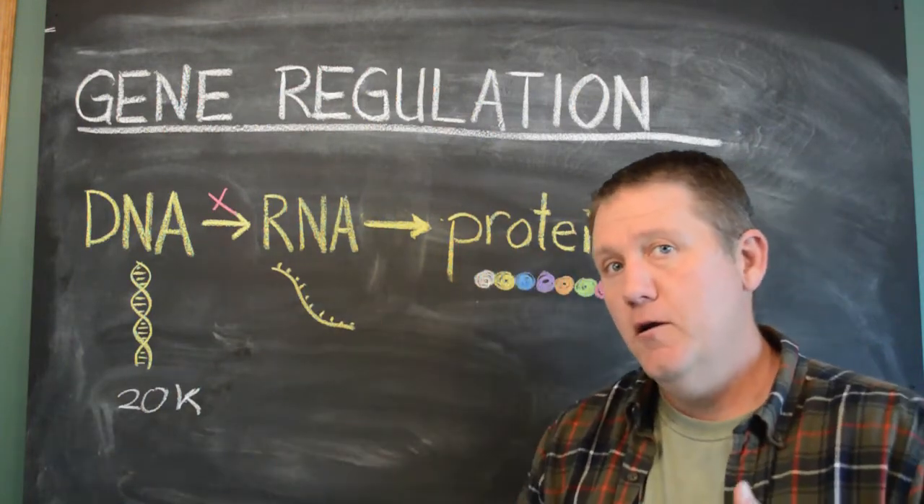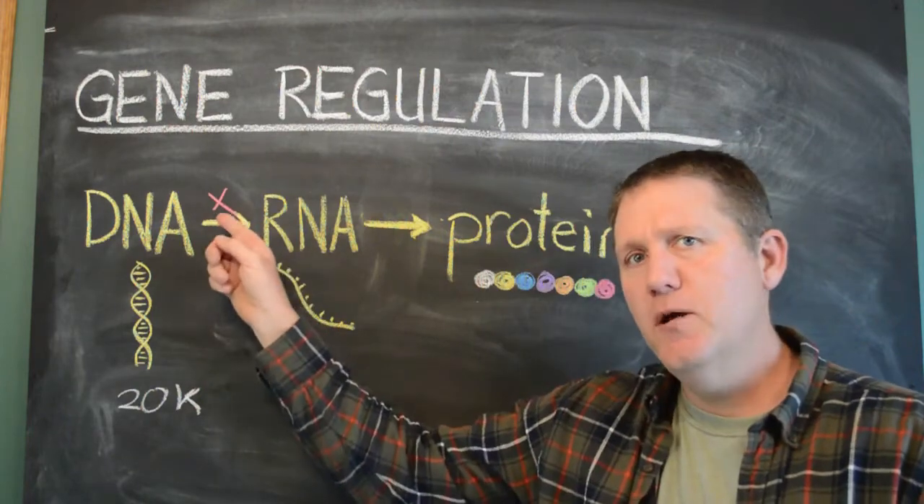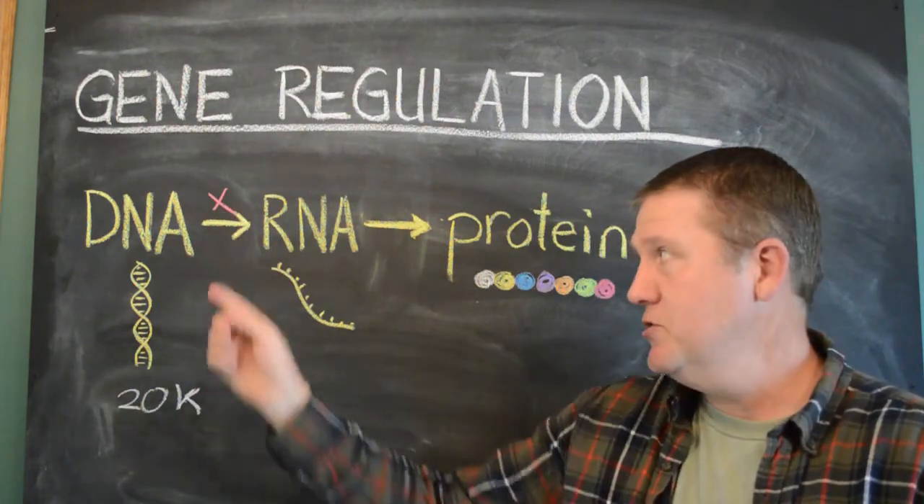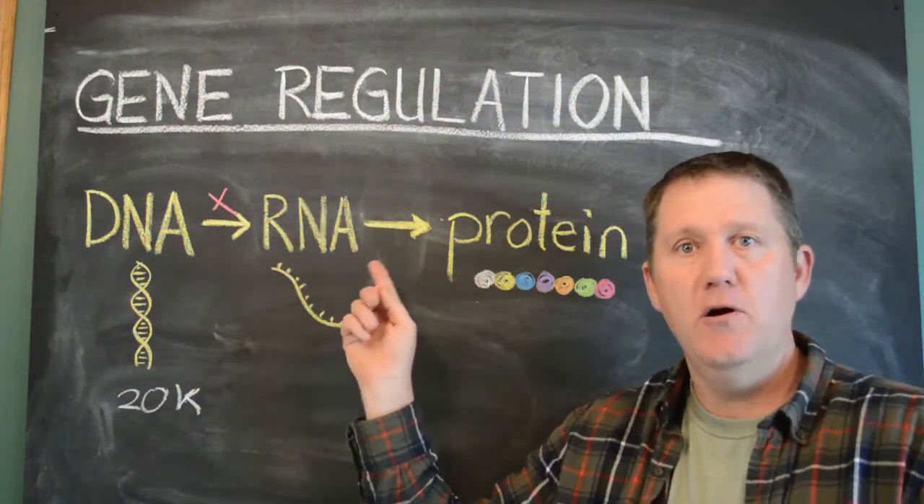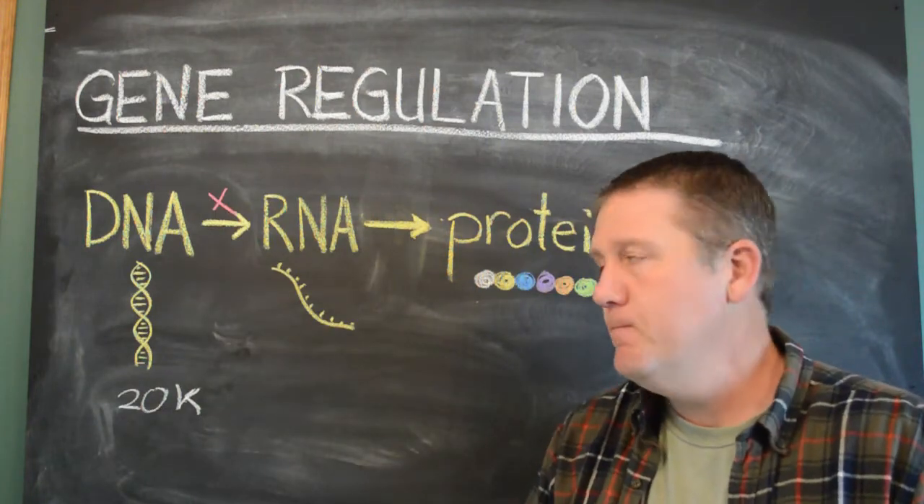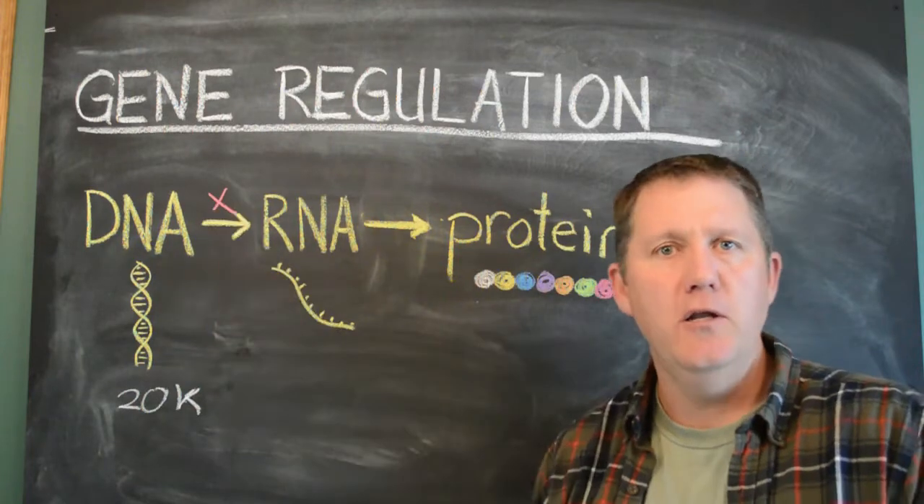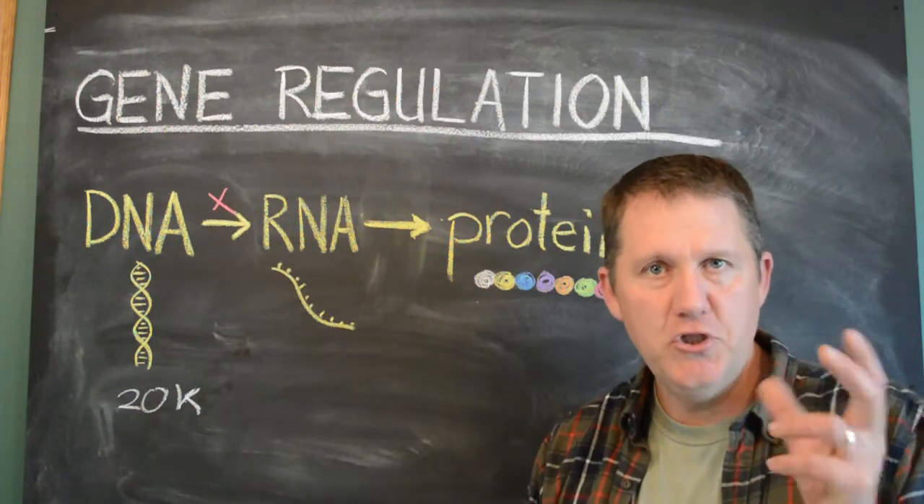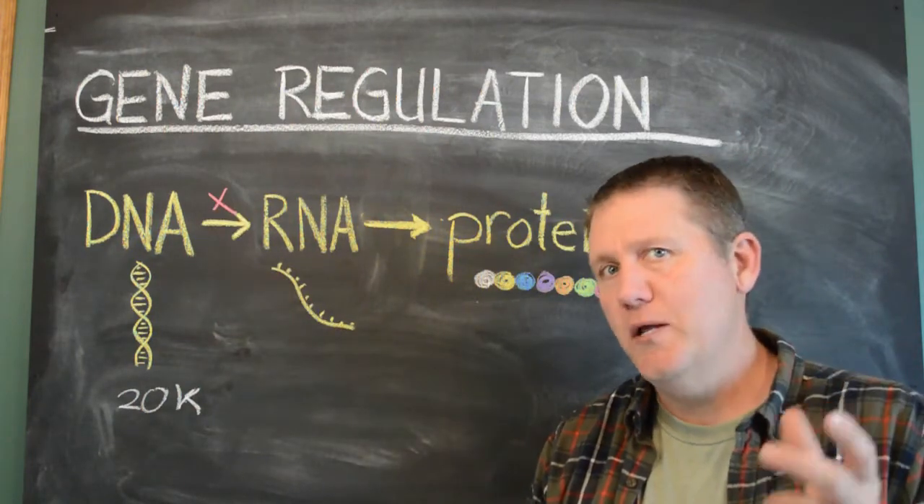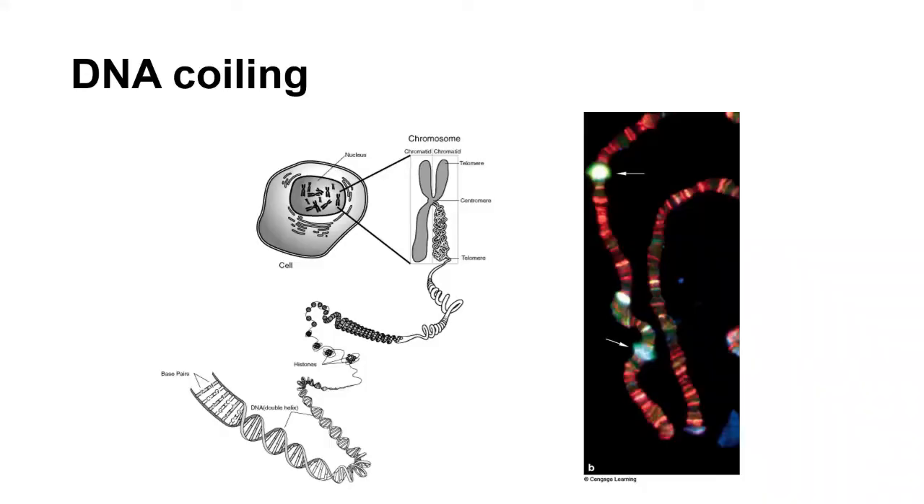If you're a bacterium, that's pretty much the only way you control genes, is you just don't make the RNA. You don't do transcription. We do a little bit of both, but a lot of it is here. So let's take a look at different ways we can stop, or at least control, transcription. One way to stop transcription is by coiling up the DNA.